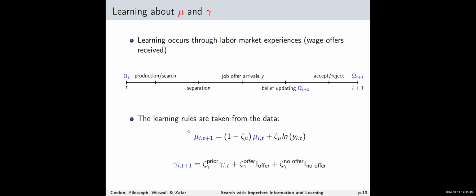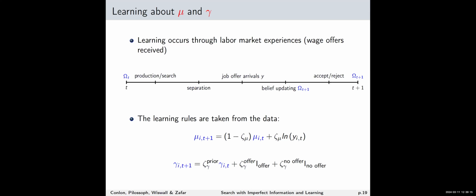Okay, so your belief tomorrow about your value of the offer is going to be some weighted average between your prior and the offer that you receive, and it doesn't get updated if you don't receive an offer. Your belief about gamma is going to be some function of your prior, and then some additional updating parameter, which relates to whether you do or don't receive an offer.